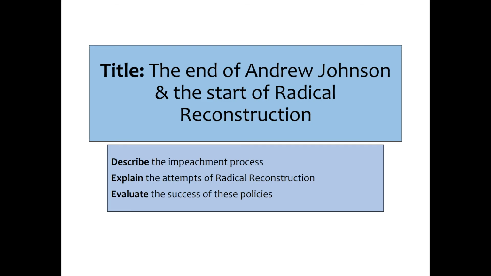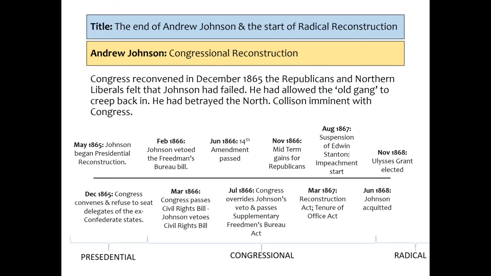and why it failed. So, Andrew Johnson, just to quickly recap, Congress reconvened in 1865. The Republicans and Northern Liberals felt that he'd failed, and it's now a period of congressional reconstruction. Just to run you through it quickly, in May, his reconstruction to December. From 1866, Johnson vetoes, and there's this back and forth between Congress and President Johnson as they each try and establish some form of reconstruction.